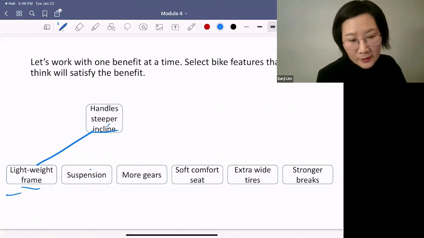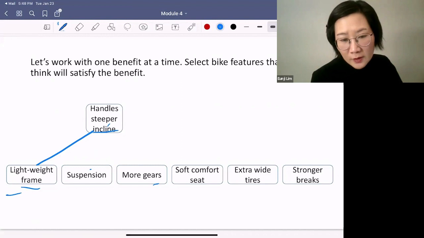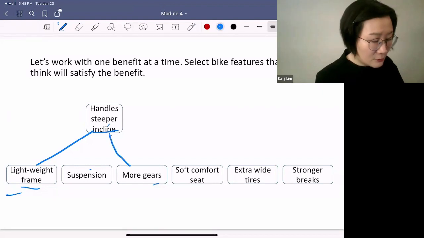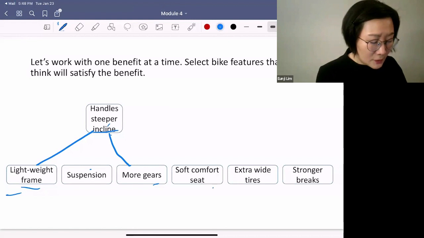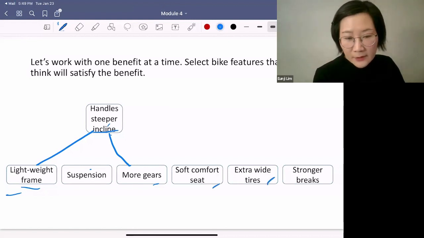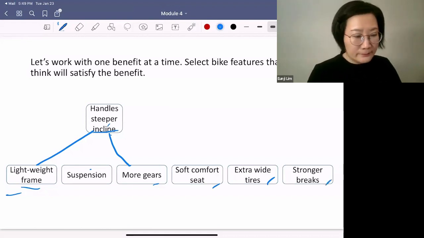No, they're not related. Next, more gears. If you use more gears, do you think your bike will handle steeper incline? Yes, there is relationship between the two. Let's connect these two. Soft comfort seat, not related. Extra wide tires, not related. Stronger brakes, not related.